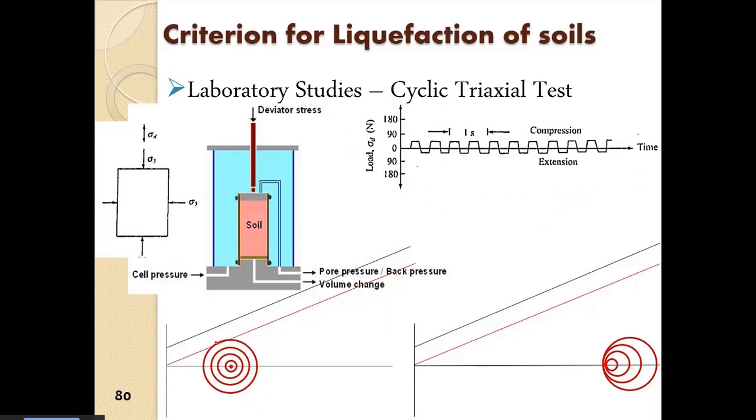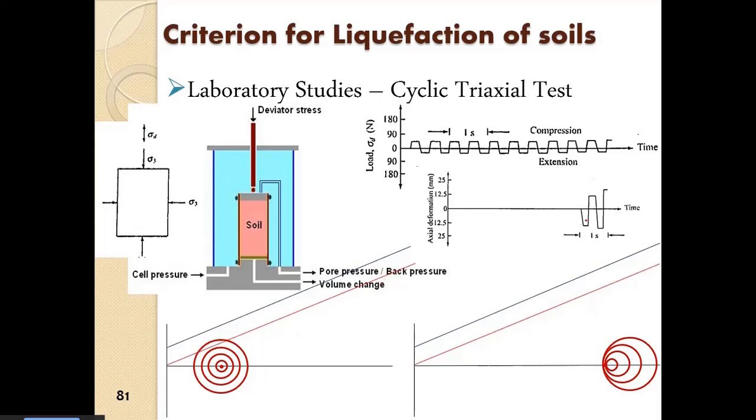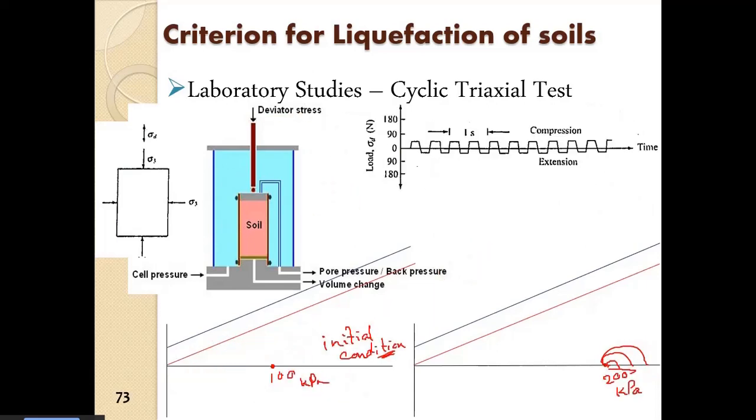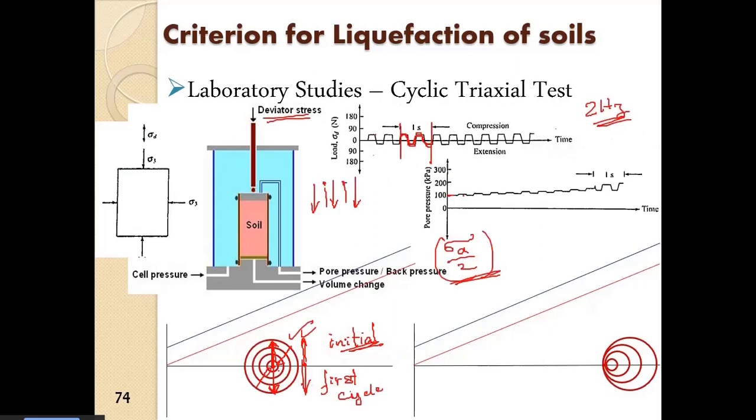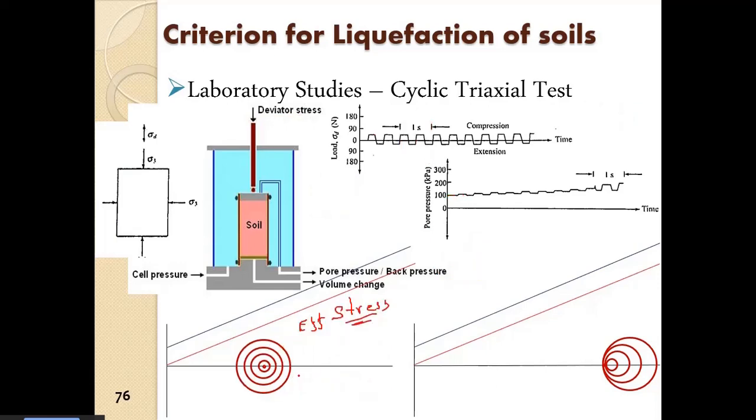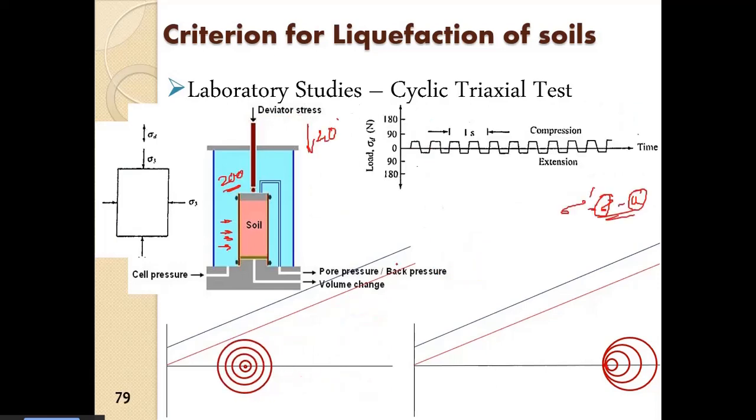Now at this condition, it has reached the failure surface. So this is the initiation of the liquefaction. Here you see, this is the initial condition, this is the first cycle. After 10-20 cycles, it may still remain here. It will go on increasing, decreasing, increasing, decreasing, and it will start moving. There will be development of pore water pressure, and it will start moving in this direction.